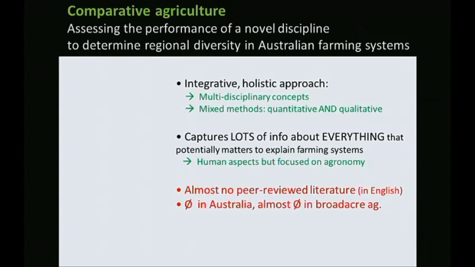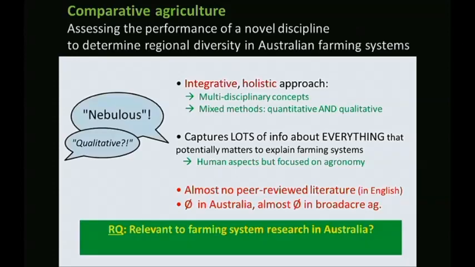And there is almost no peer-reviewed literature, at least in English. French haven't been very good at speaking English. And there has been no example in Australia of studies using comparative agriculture, and generally very little in broadacre agriculture. So a little bit in the US, but not much. So my research question for my PhD is, well, is comparative agriculture relevant to farming system research in Australia?